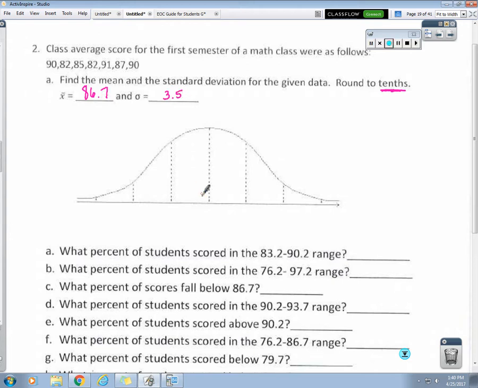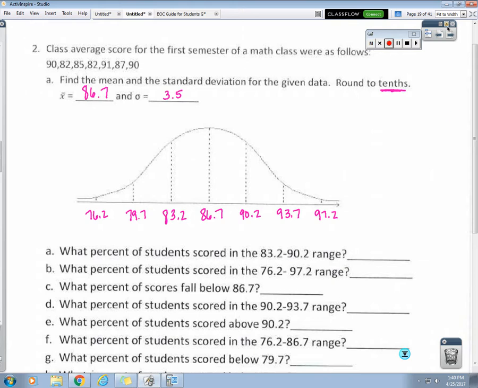So the mean controls the middle, so that 86.7 goes in the middle. Then we add 3.5, so this would be 90.2. And then you add 3.5 again, and you add 3.5 again. Okay, on the left, you subtract the standard deviation. So 1 standard deviation below the mean would be A, 2 below would be A, and 3 below would be A.